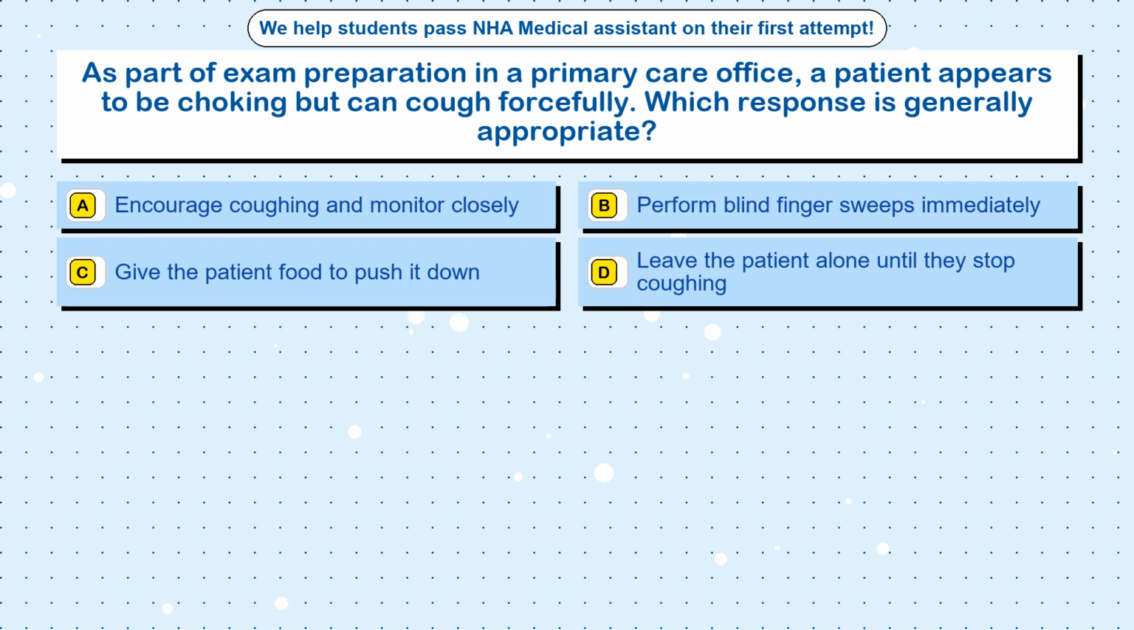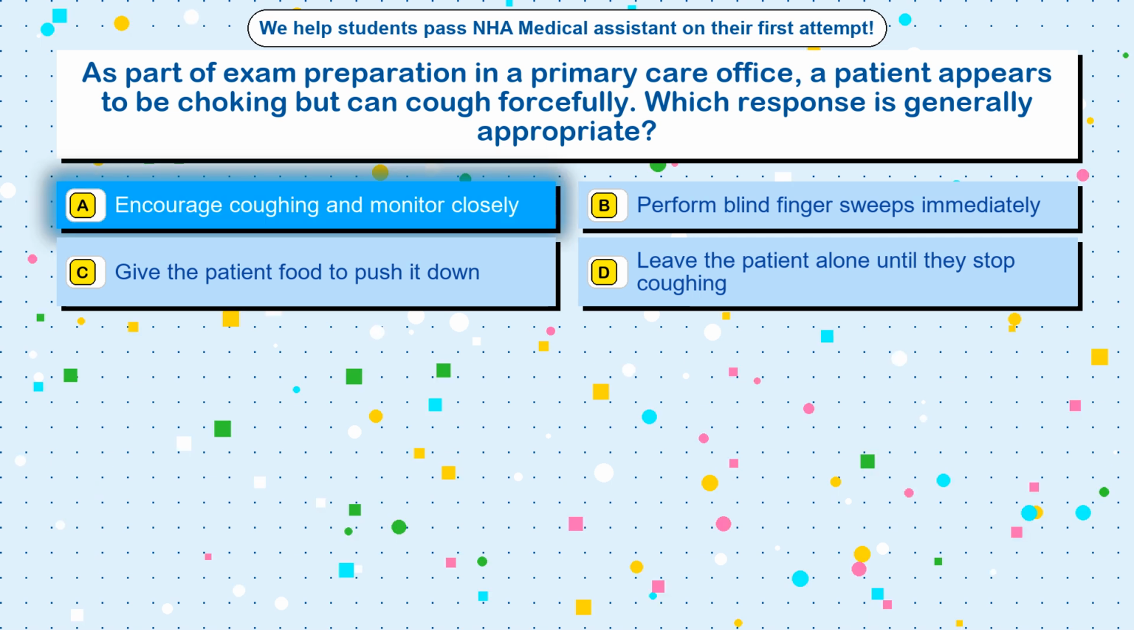Question 27. As part of exam preparation in a primary care office, a patient appears to be choking but can cough forcefully. Which response is generally appropriate? Option A, encourage coughing and monitor closely. Option B, perform blind finger sweeps immediately. Option C, give the patient food to push it down. Option D, leave the patient alone until they stop coughing.